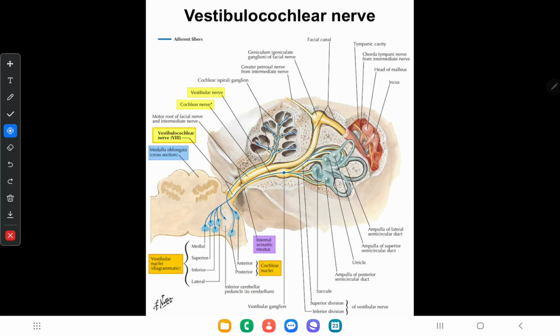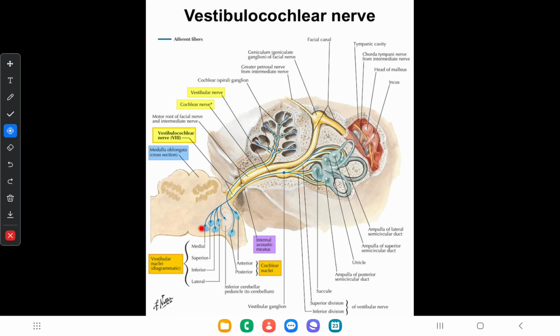Because this is a sensory nerve, we have to talk about the nuclei of termination. Actually, the vestibular nuclear complex consists of superior, inferior, as well as lateral and medial subdivisions. You can see those nuclei subdivisions here in this diagram. This is the medulla oblongata cross section, and this is the medial, then superior, inferior, as well as lateral nuclei of the vestibular nerve. Then these multipolar neurons are second order neurons in the vestibular pathway.